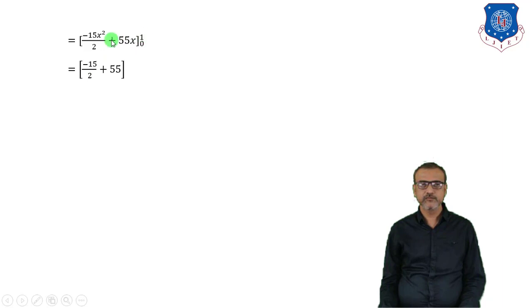And this equals, now replacing x by 1, 1 square is 1, multiplying 1 by minus 15 by 2, the result is minus 15 by 2, and replacing x by 1, it is plus 55. Then for the lower limit 0, these two terms will become 0. Now we will simplify this result: 55 into 2 is 110, and 110 minus 15 is 95. So the answer is 95 by 2. So this is the answer of the given problem.